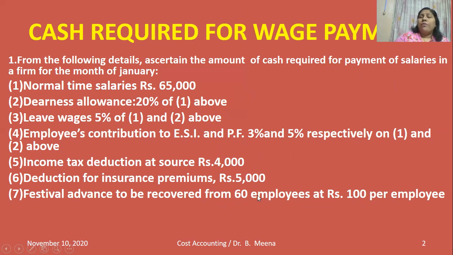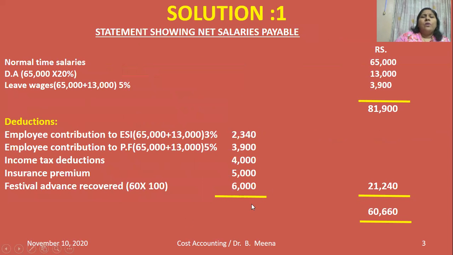Whatever advance they are giving, either festival advance or rent recovered in case they provided quarters for staying. So 60 into 100, 6,000. So we'll have all these deductions. The summation of the deductions will get 21,240 to be deducted from the gross pay. Then what is the net salary? 16,660 rupees is the cash required for payment of salary for the employer.